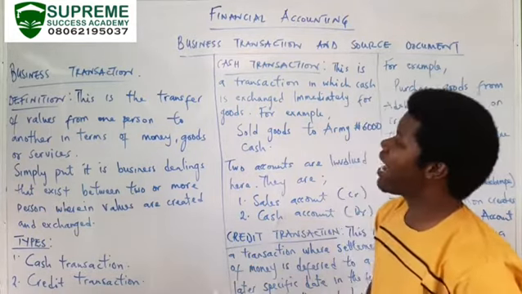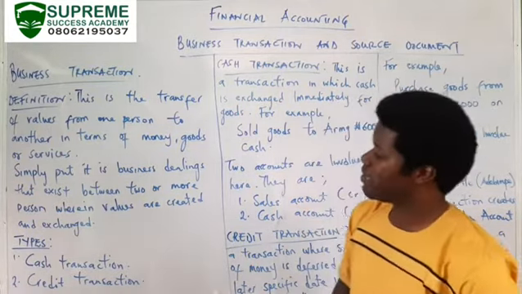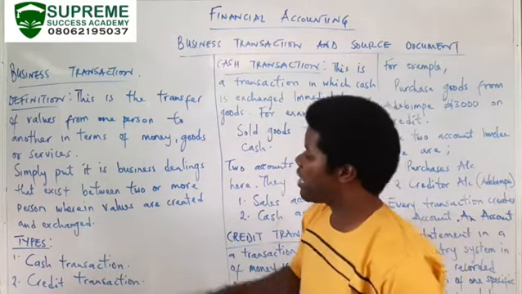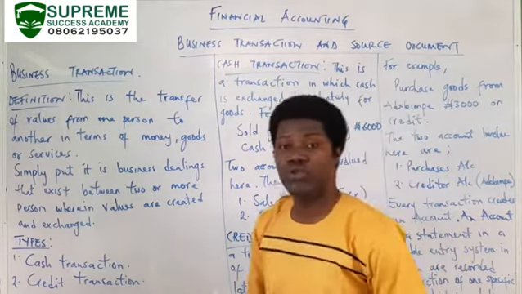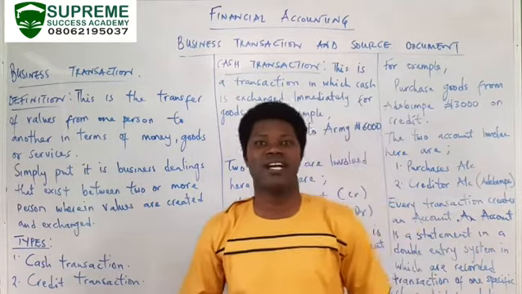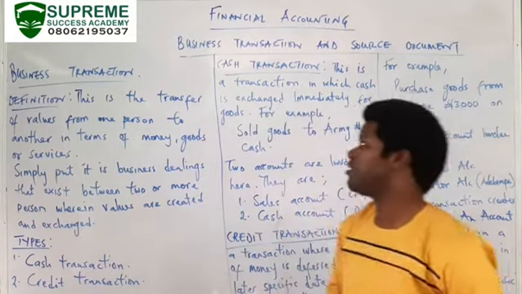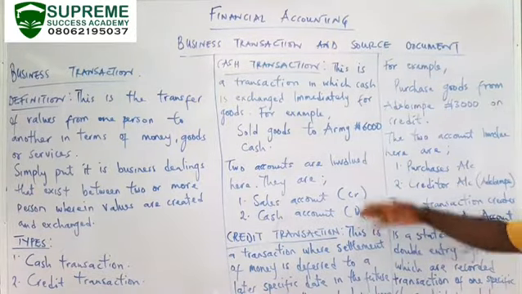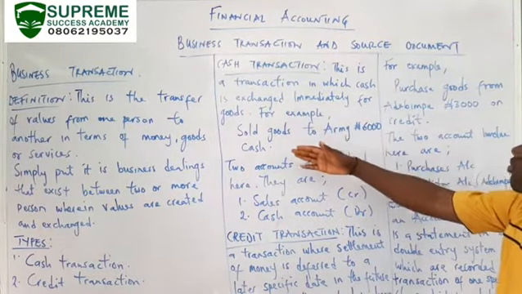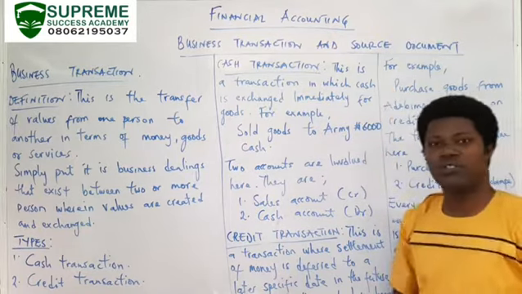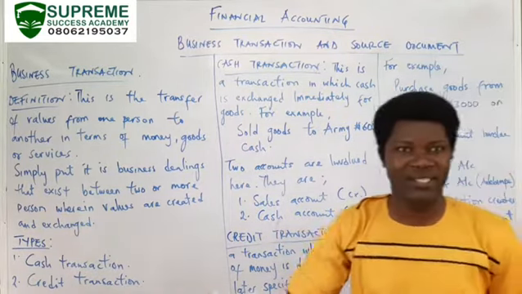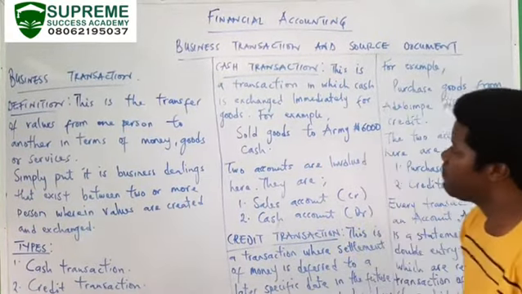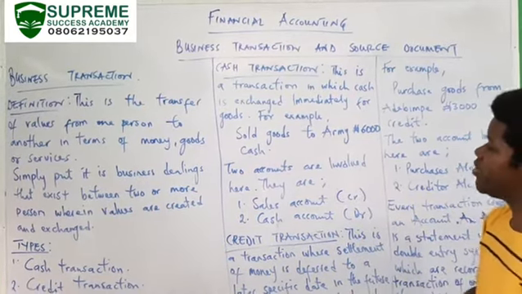Now we move on to types of business transaction. There are majorly two types of business transaction. Number one, we have cash transaction, and number two, we have credit transaction. Cash transaction refers to those transactions in which cash is exchanged immediately for goods, which implies that when the person buys a thing, the exchange of the thing the person buys is made immediately for cash.